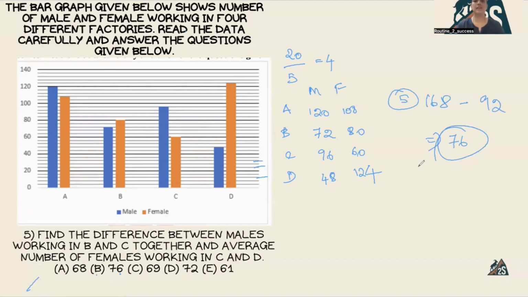That is your value. These are the bar chart problems that have been asked in previous year prelims clerical question papers, and you can go through and practice the set which has been attached in the YouTube description.